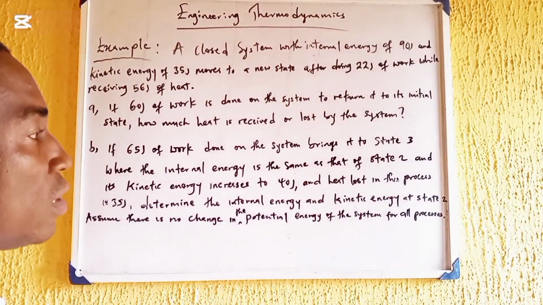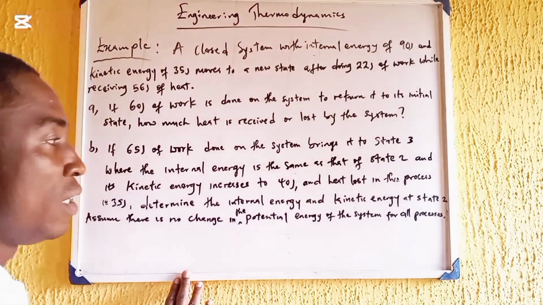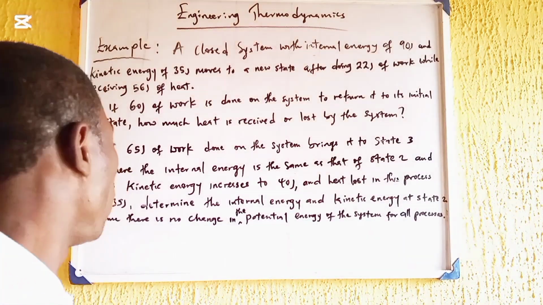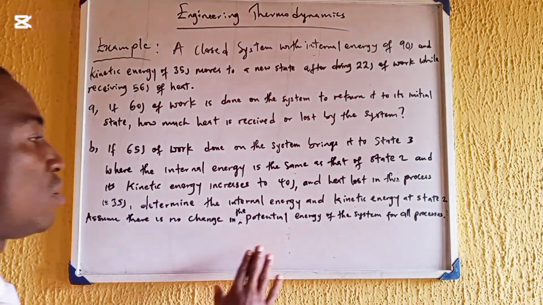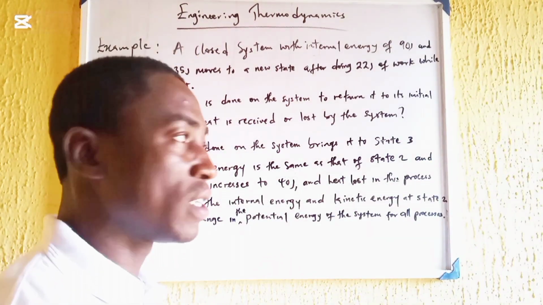And it says heat lost in the process is 35 joules. We are asked to determine the internal energy and kinetic energy at state 2 with the assumption that the potential energy of the system does not change for all processes.